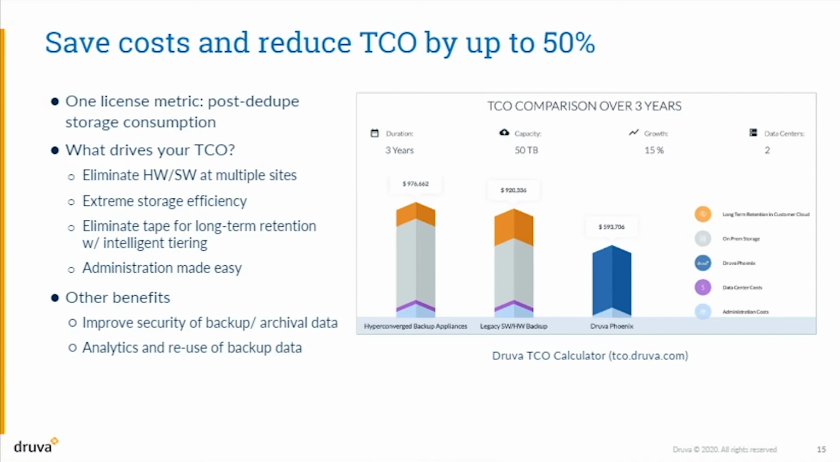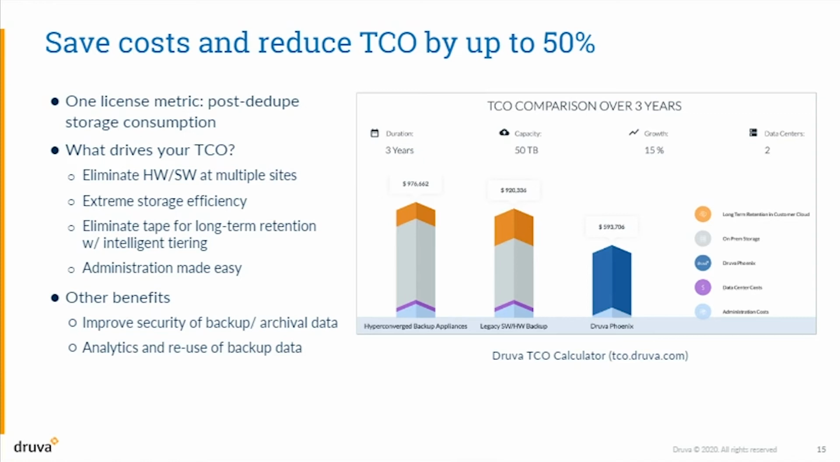And so when you look at what drives TCO, and this just goes up as you have more locations, it's the ability to eliminate the hardware and software that you have across many of these sites. It's the extreme storage efficiency that's delivered with global deduplication, and only having one copy of this data in the cloud.